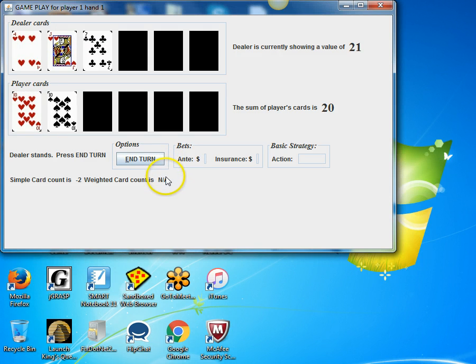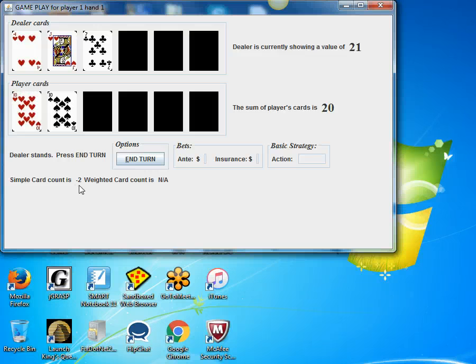Alright, so the dealer ended up beating us again. They got 21 and we had 20, and these two are going to cancel out the count, but we have two 10s here, so this is a -1, -1. Again, we ignore 7s. So now the simple card count is -2.